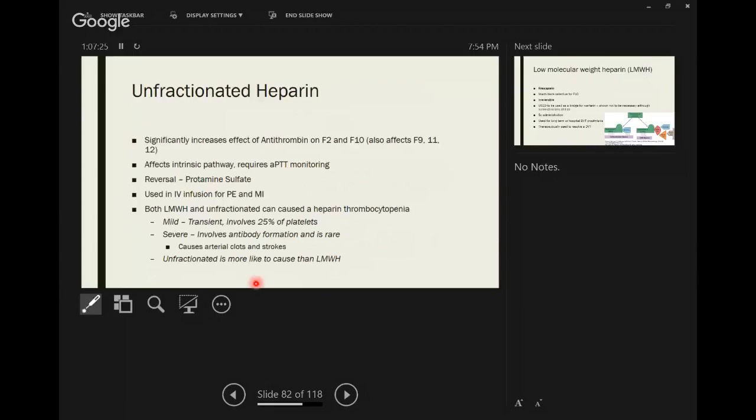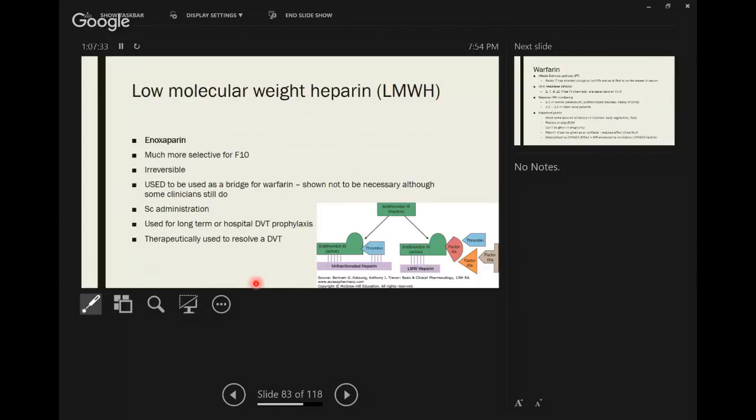Severe involves antibody formation and is rare. It causes arterial clots and strokes. I think I've got a question on it later on, so I'll give that away.